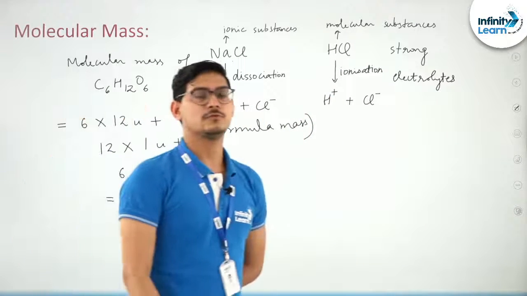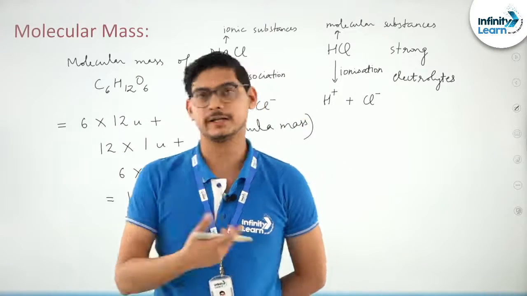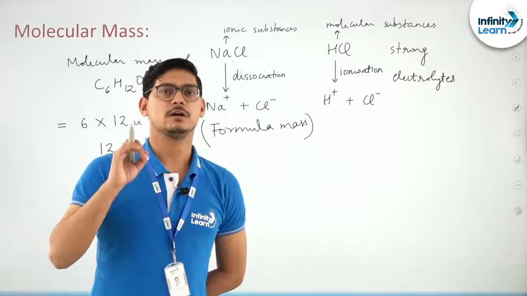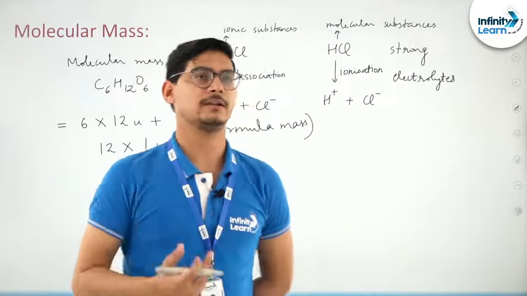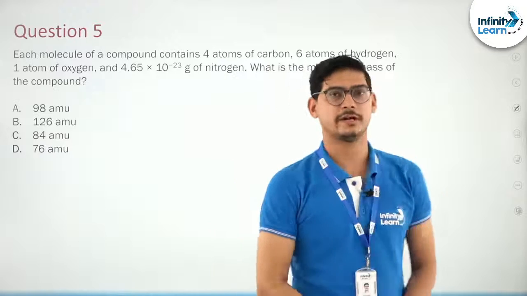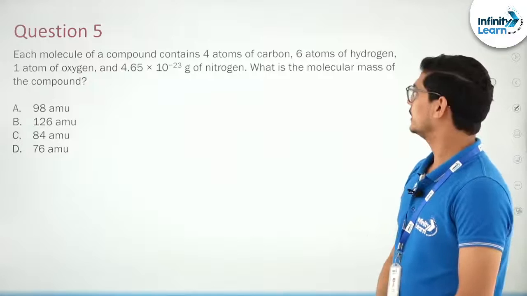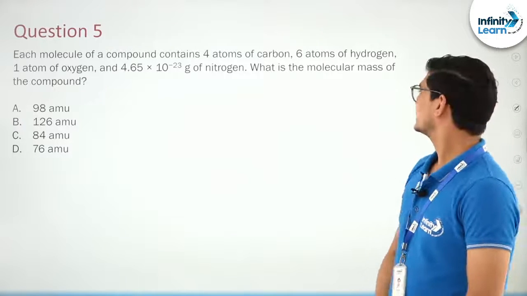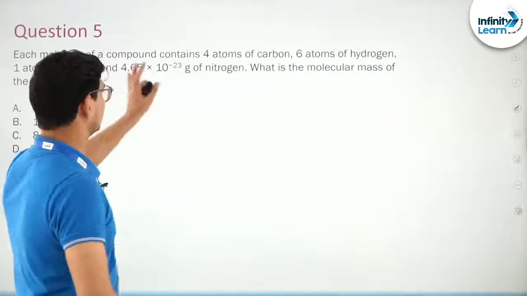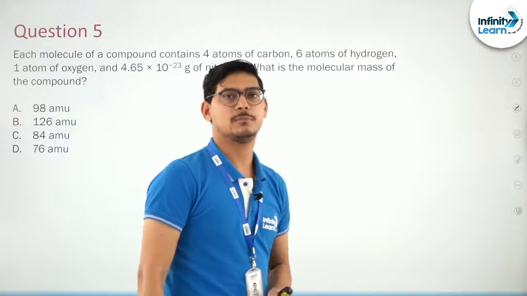We can move over to our numerical. All right, although less likely a direct numerical will be asked about molecular masses, it's always good to have a concept clarified using a practical application. So this is a question I have for you. Each molecule of a compound contains 4 atoms of carbon, 6 atoms of hydrogen and 1 atom of oxygen, and there is some nitrogen also. What is the molecular mass of the compound?